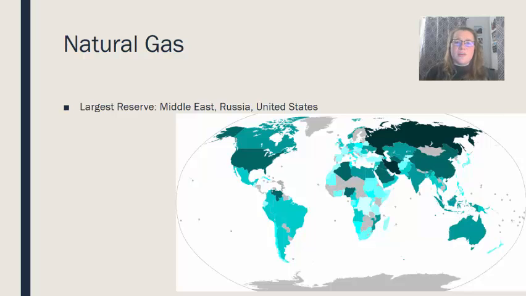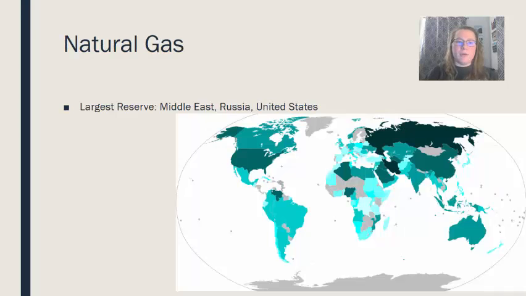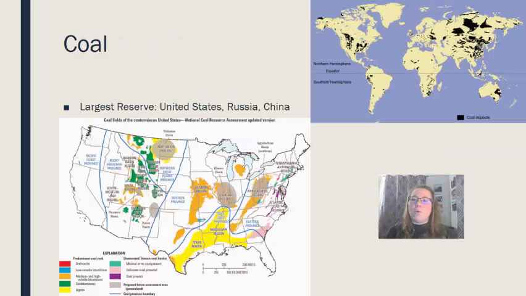Then you can see the largest reserves of natural gas are particularly in the Middle East, Russia, and the United States. Again, we're seeing some trends showing similarities between the natural gas and the crude oil, and we'll talk more about that in a little bit. And then finally, coal has the largest reserves in the United States, Russia, and China. I put in this second map to zoom in on the United States to see a little more detail on where in the United States this coal is actually found.